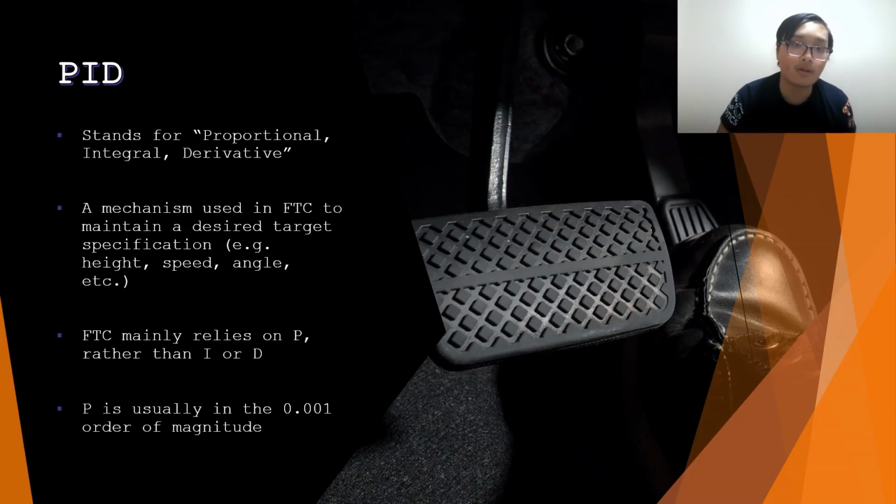So exactly like a car brake, an FTC PID control system is, simply put, a mechanism that allows a specific device to maintain a set target parameter or specification, which can include height, speed, angle, and whatnot. Although, when it comes to practical use, our team and most other programming teams mainly rely on P, or the proportional part of PID. And that number is usually in the hundredths or thousandths place, so it is very, very small.